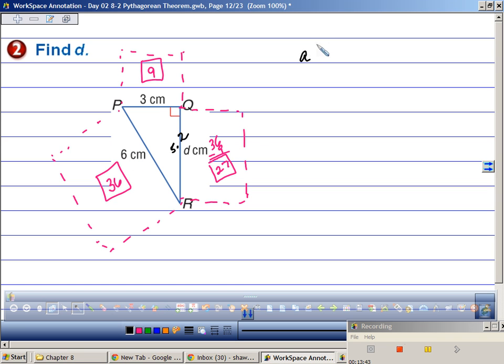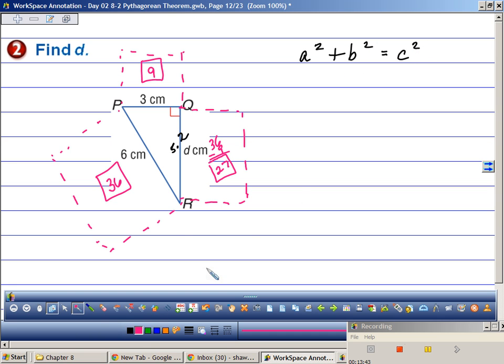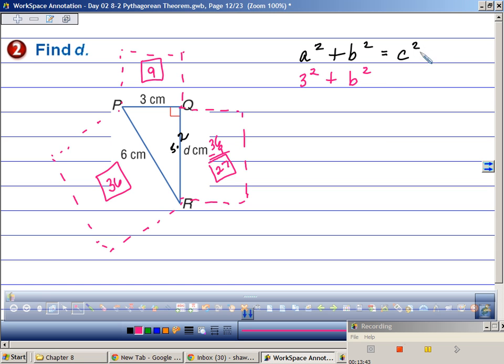Okay, here's the formula. A squared plus b squared equals c squared. We know that a squared is, this side is 3 squared. Yes, as long as your hypotenuse stays on this side of the equal sign. And c squared is 6 squared, so we get 9 plus b squared equals 36. We're doing the same thing I was doing, right? Then I subtracted 9 from both sides. b squared equals 27, the square root of b.